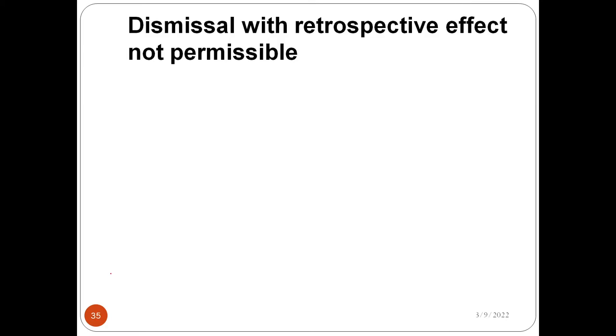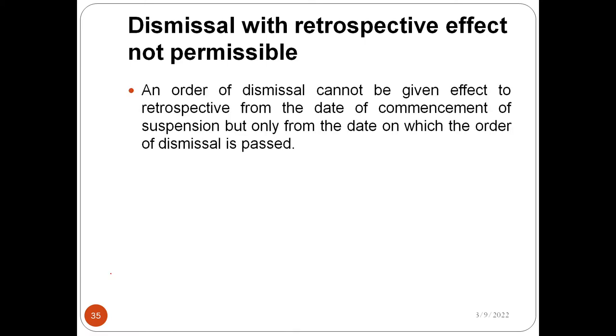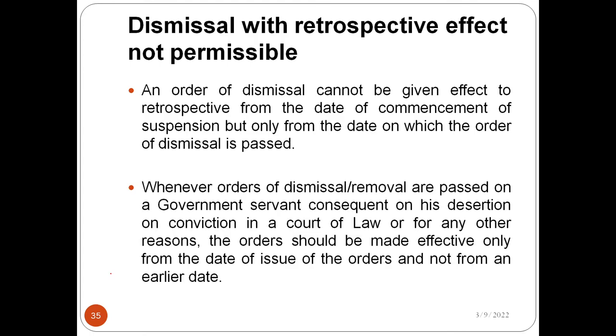Next, dismissal with retrospective effect not permissible. An order of dismissal cannot be given effect retrospectively from the date of commencement of suspension, but only from the date on which the order of dismissal is passed. Whenever orders of dismissal or removal are passed on a government servant consequent on his conviction in a court of law or for any other reasons, the order should be made effective only from the date of issue of the orders and not from an earlier date.